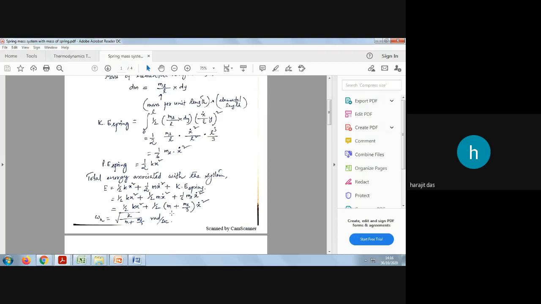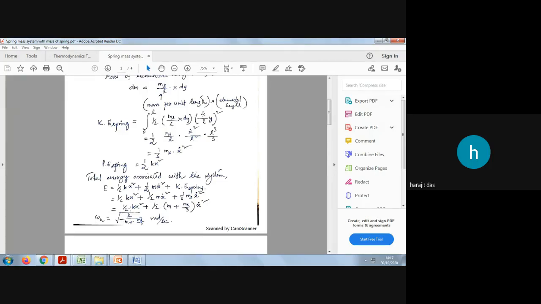And if you are asked to find the equation of motion, then you need to find d by dt of the total energy, which will be equal to 0, isn't it? The total energy with respect to time is 0, because the value of the total energy is constant. So if you differentiate it, you will get the equation of motion of the system. From that, and directly from this expression also, you can find the natural frequency of the system.